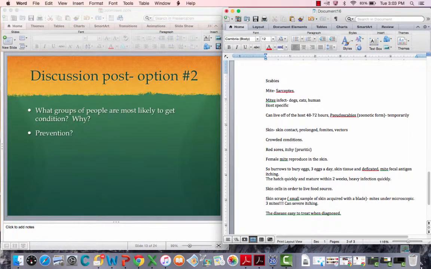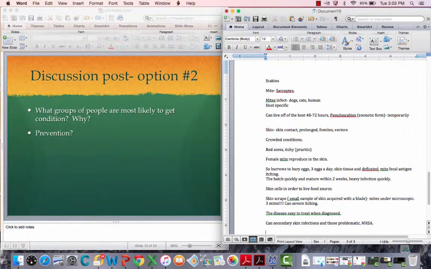The big problem with scabies is it can lead to secondary skin infections because of the break in the skin, and those can be very problematic. For example, MRSA, because of the break in the skin.